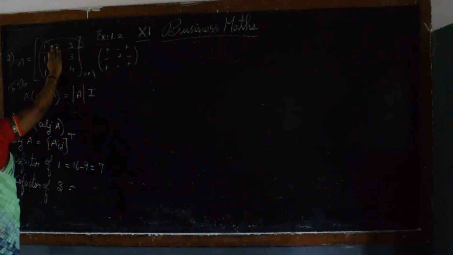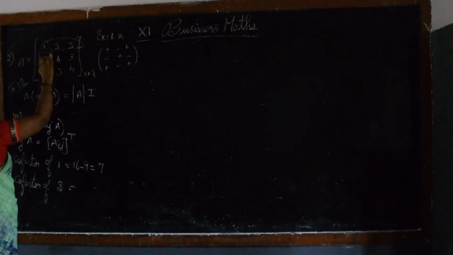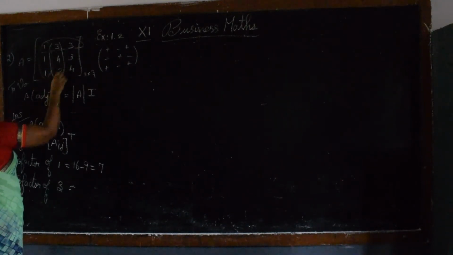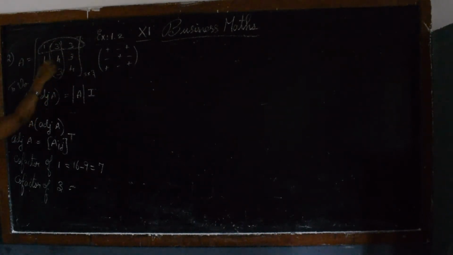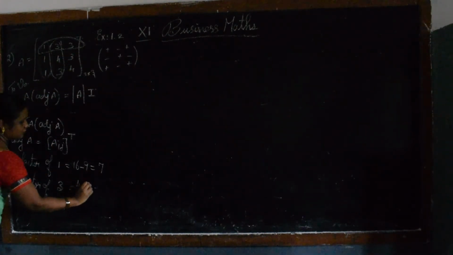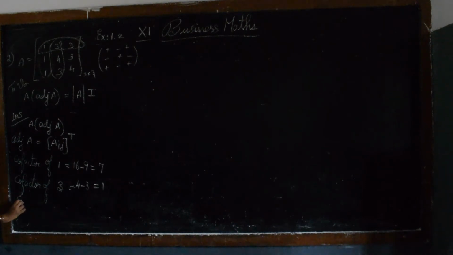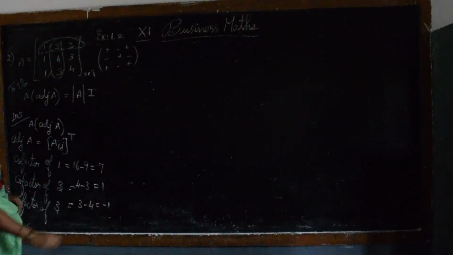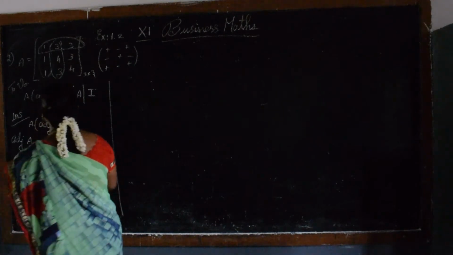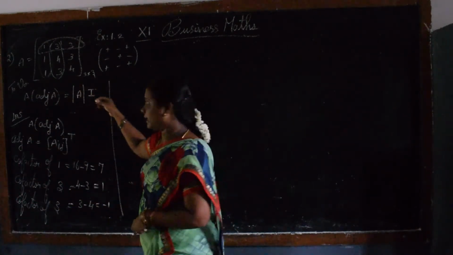Next element is the cofactor of 3. What is the cofactor of 3 in the column? This one. This row and column, eliminate this. Now we cross multiply, 4 minus 3, 1. Next one is the cofactor of 3. That means you will get 3 minus 4, which is minus 1. Now the first row is over. Next take the second row.